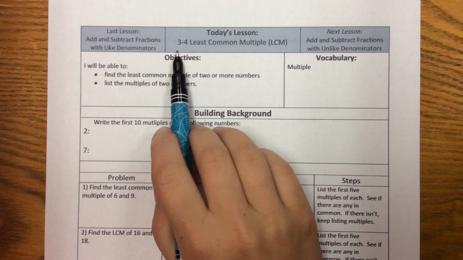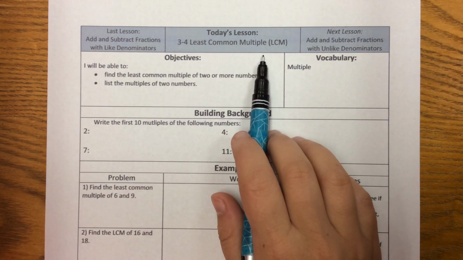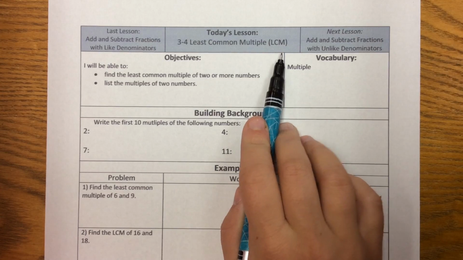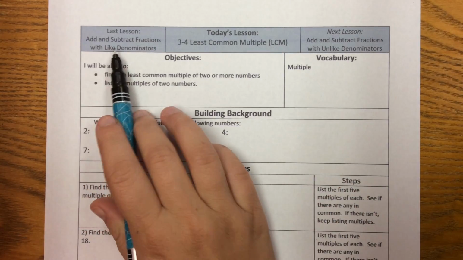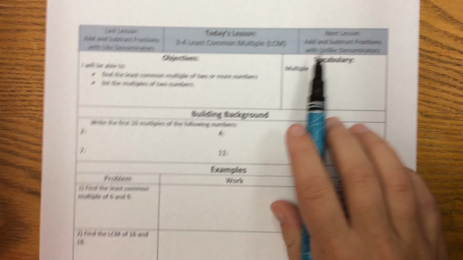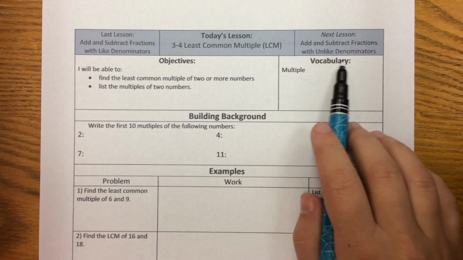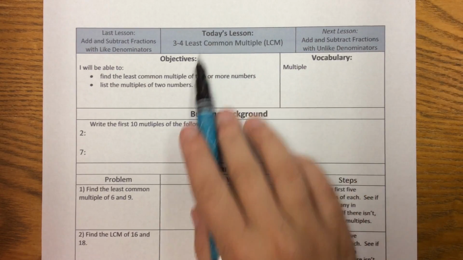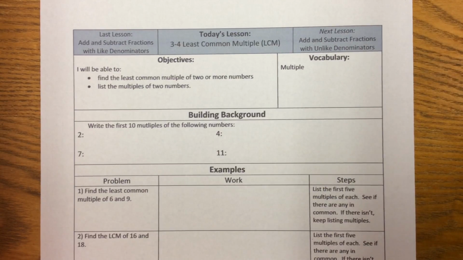All right, welcome to 3-4, the least common multiple, or LCM, is what we call that. So our last lesson was adding and subtracting fractions with like denominators. And our next one is going to be doing the same thing with unlike denominators. So we need to know about common multiples in order for that to happen.